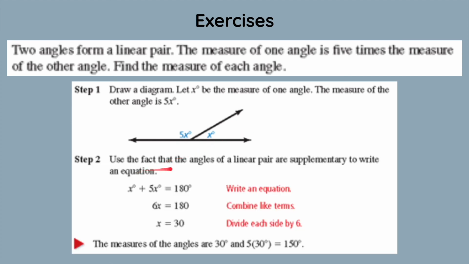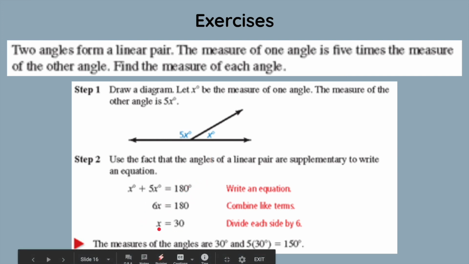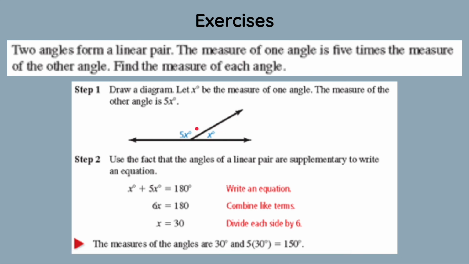Then what we do is use the fact that the angles are a linear pair and they are supplementary. So remember, that's part of the definition of a linear pair. So what we do is add these together and set it equal to 180. So after using algebra, we can see that x equals 30. So when we plug it back into the equation, we know that one of the angles is 30 degrees and the other angle is 150 degrees.